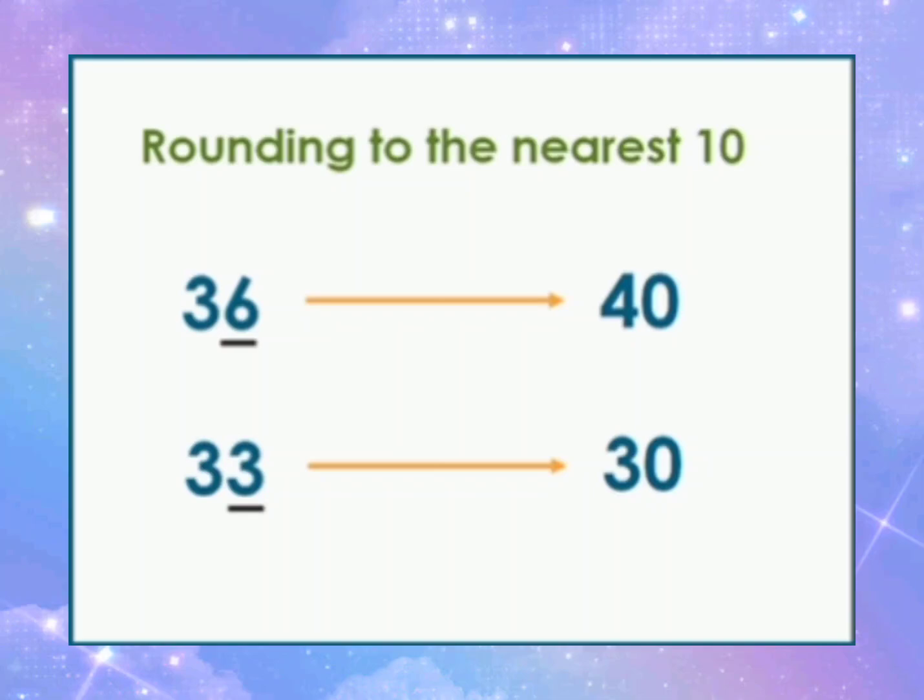3 is in the tens place whereas 6 is in the ones place. So we see the digit to the right of the tens place. If the digit in the ones place is greater than or equal to 5, we add 1 to the tens place. So 3 plus 1 becomes 4 and we retain 0 there. So rounding to the nearest 10, 36 becomes 40, whereas the second case is 33. Since 3 is less than 5, rounding down happens. We just retain the 0 and the tens place 3 is also retained. So the lower limit 30 will be the answer.